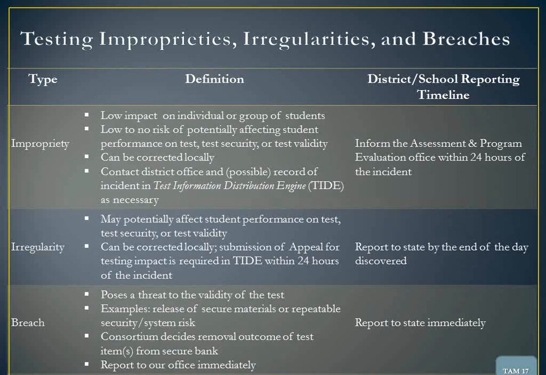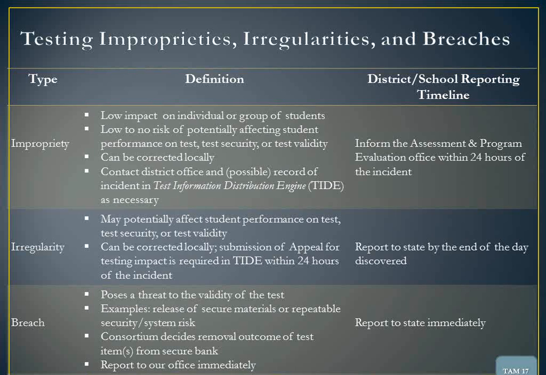Then we have the next, which is the irregularity, and that may have a potential risk on test security and validity. An example of that would probably be if a student was actively caught cheating, passing a note that might have had an answer to the question, what have you. And once again, you can correct that. Rule of thumb, we would like the student to continue testing, but then we just want to make sure that you let our office know, depending on the severity of cheating, if that is the case.